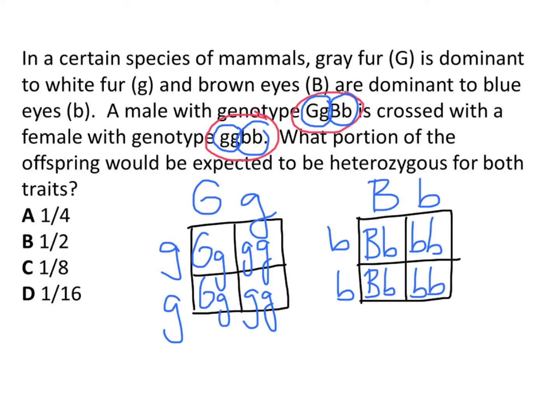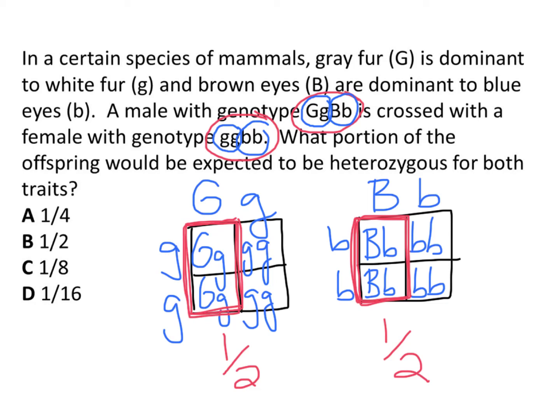So let's look at our question. It wants to know what portion of the offspring will be heterozygous for both traits. Well, looking at my first Punnett square, I can see that 1/2, 2 out of 4, which is a half, of the offspring will be heterozygous for fur color. Looking at my second Punnett square, I can see that 1/2 of the offspring, 2 out of the 4 boxes, which is a half, will be heterozygous for eye color.